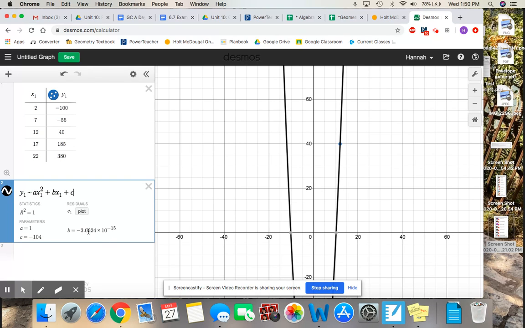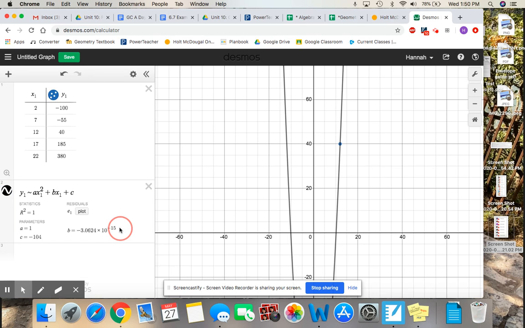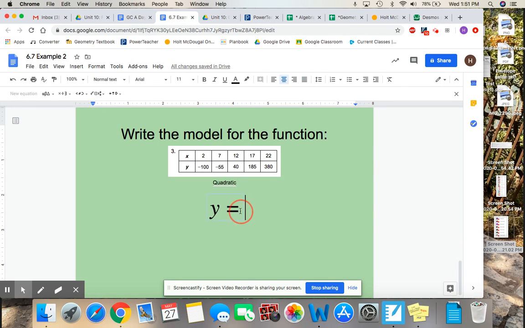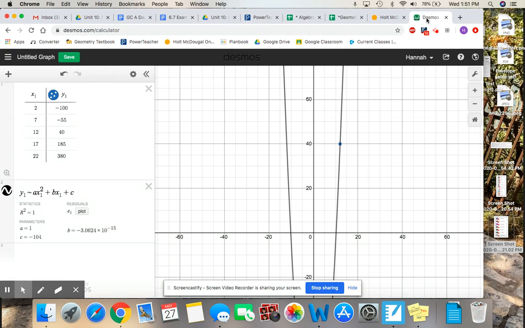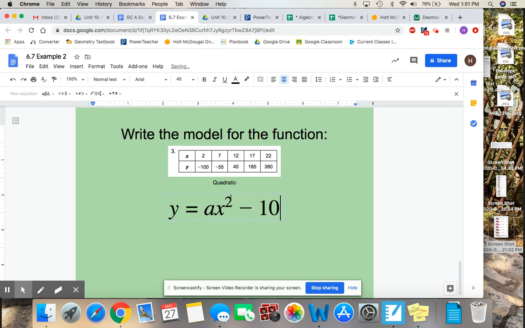All right, okay. So this gives us a really small number, so I'm just going to leave that as 0. So a is 1, b is 0, and c is -104. Okay, my time's running out. So a is 1, so y equals 1x squared minus 104. That's it.